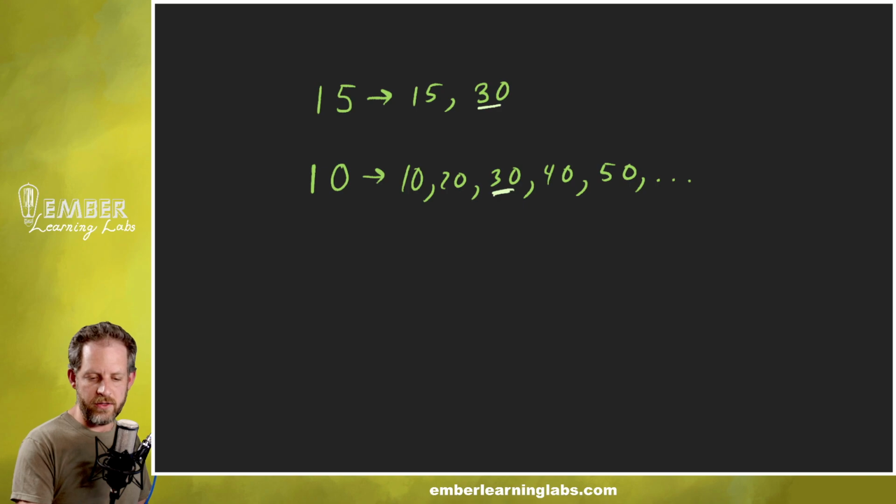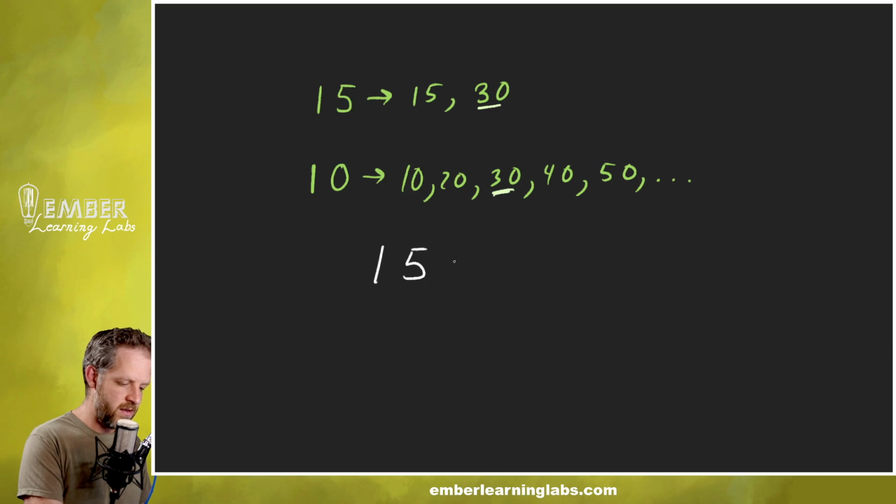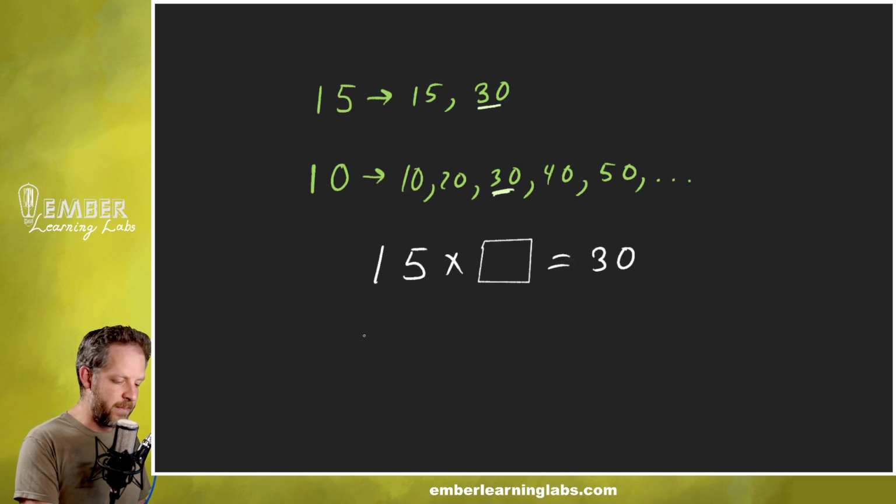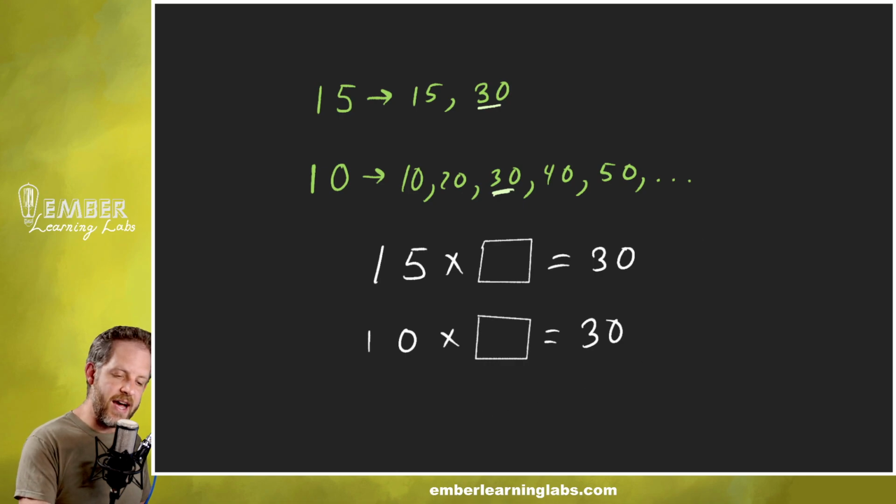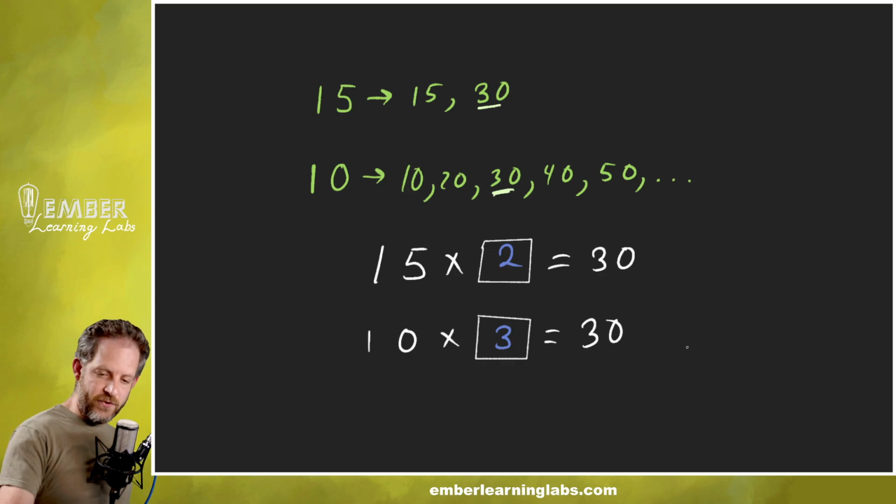So we're going to think through our little boxes here. 15 times what equals 30? And we want to think about 10 times what equals 30. So inside this box up here, 15 times 2 equals 30. 10 times 3 equals 30. Okay, so that's it for least common multiple.